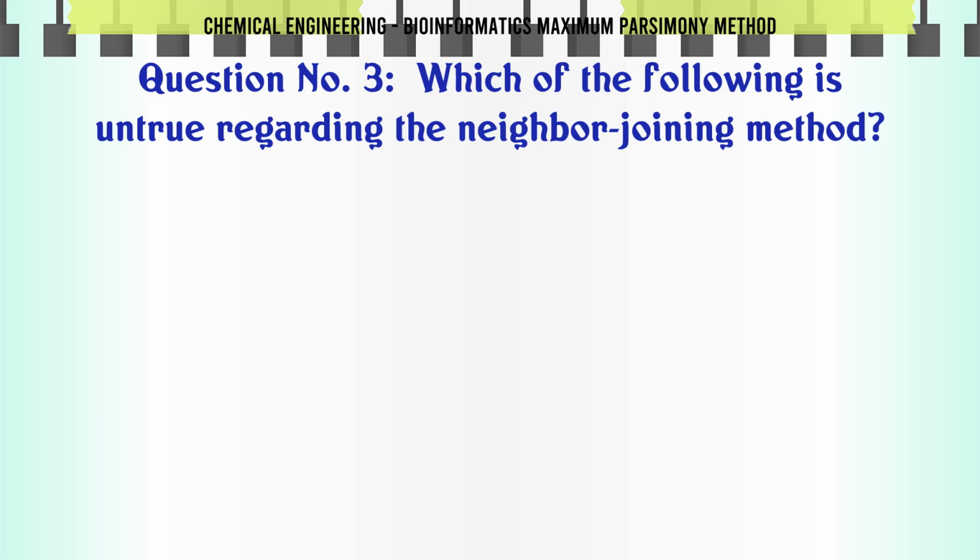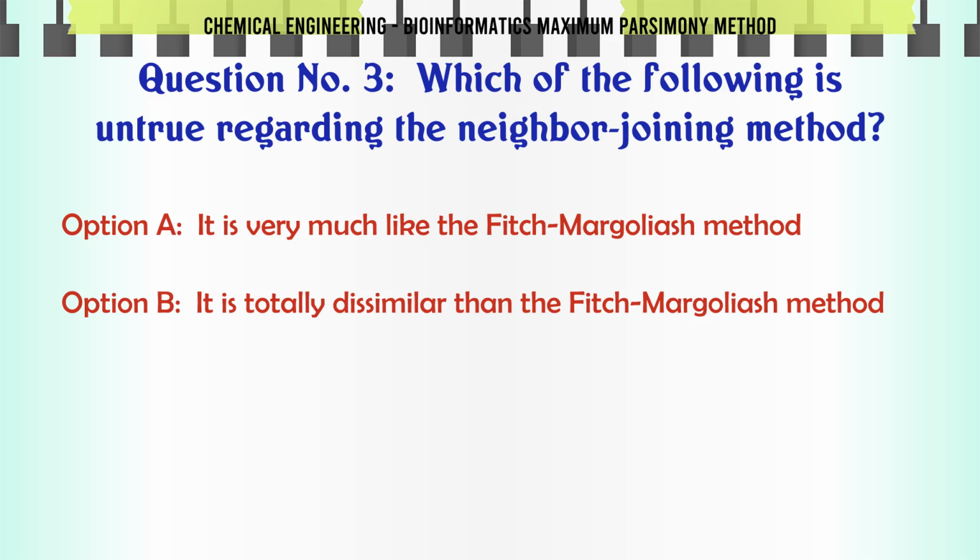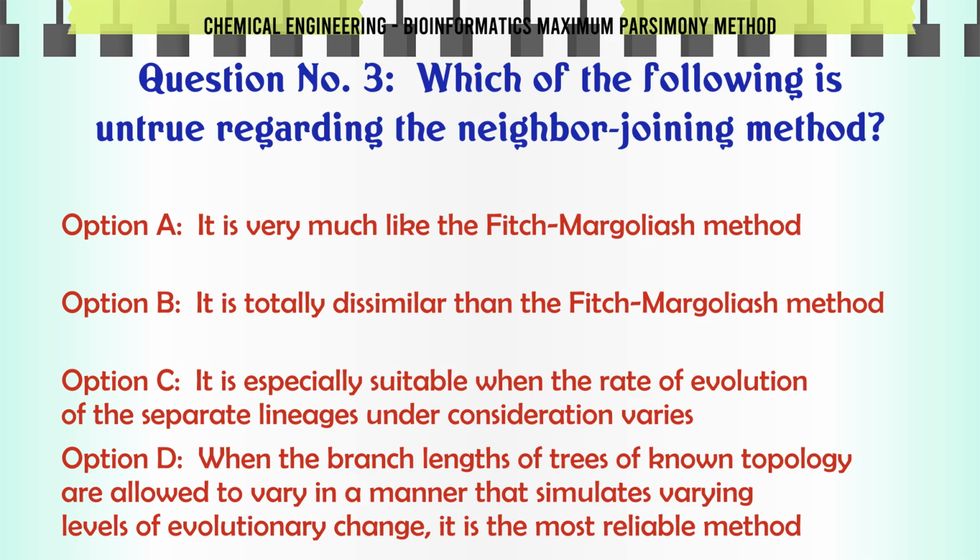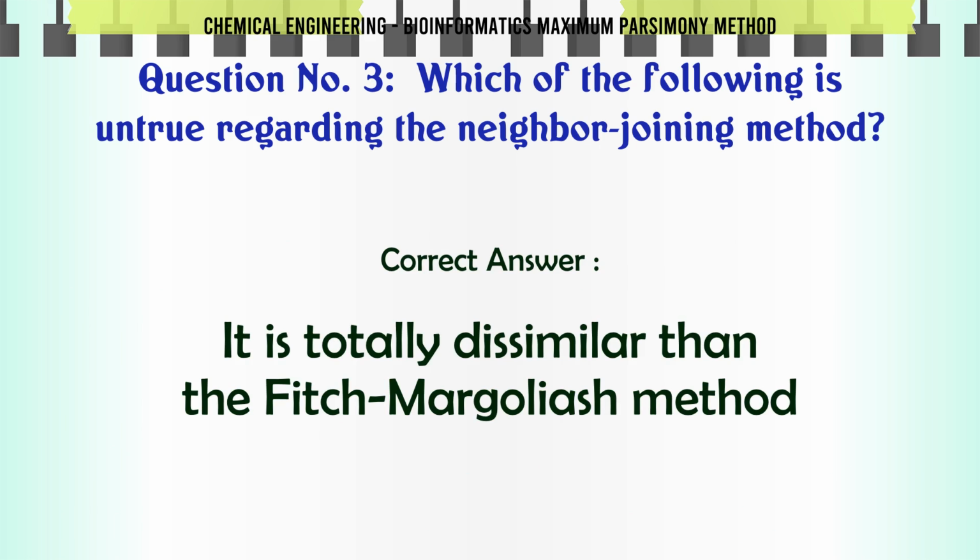Which of the following is untrue regarding the neighbor joining method? A. It is very much like the Fitch-Margoliash method. B. It is totally dissimilar to the Fitch-Margoliash method. C. It is especially suitable when the rate of evolution of the separate lineages under consideration varies. D. When the branch lengths of trees of known topology are allowed to vary in a manner that simulates varying levels of evolutionary change, it is the most reliable method. The correct answer is it is totally dissimilar to the Fitch-Margoliash method.